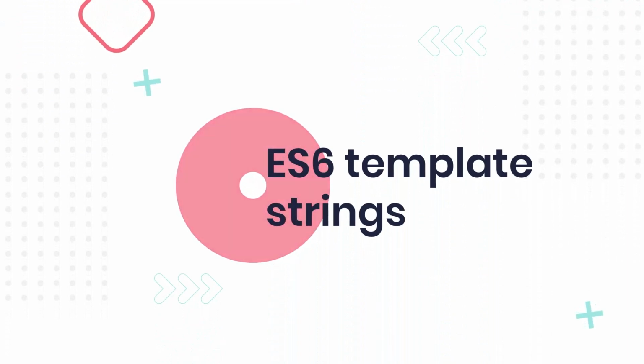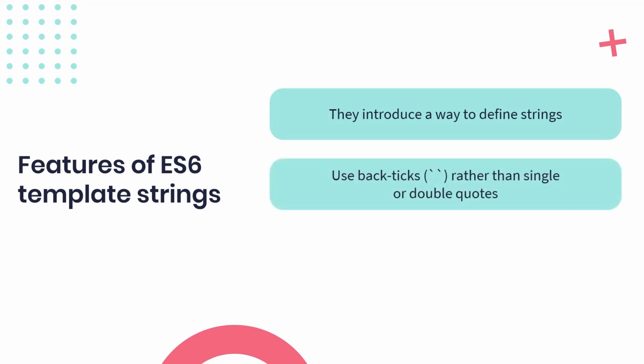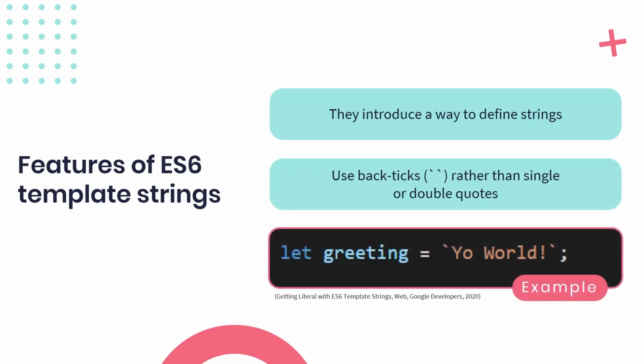Strings in JavaScript have been historically limited, lacking the capabilities one might expect coming from languages like Python or Ruby. ES6 template strings introduce a new way to define strings. Template strings use back ticks rather than the single or double quotes used with regular strings. A template string could be written like this.